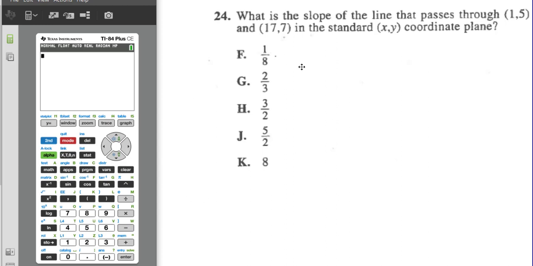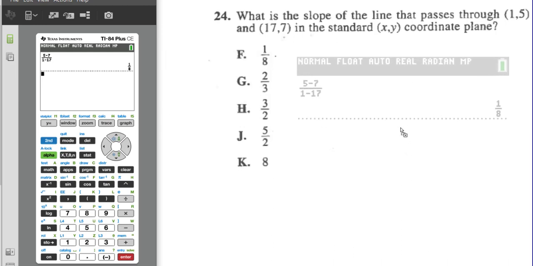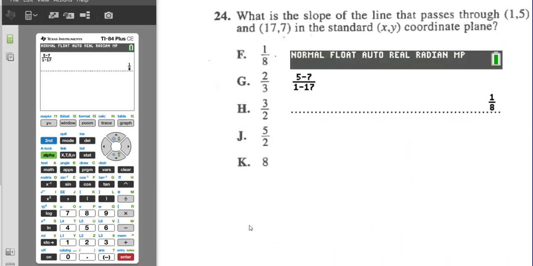All right, so this one we're going to use the calculator to calculate the slope. We'll get a fraction template, and we'll subtract the y's, 5 minus 7 in the numerator, and in the same order then, 1 minus 17 in the denominator. And the answer comes out as a fraction 1/8, which is letter F.